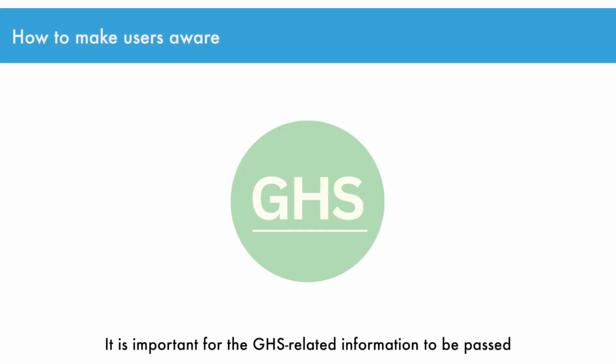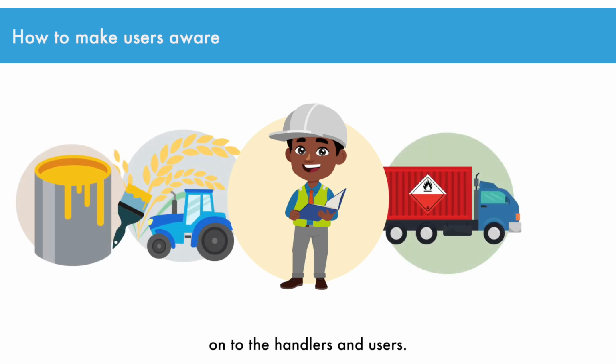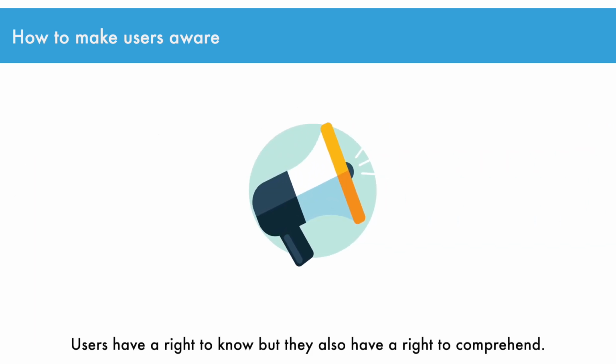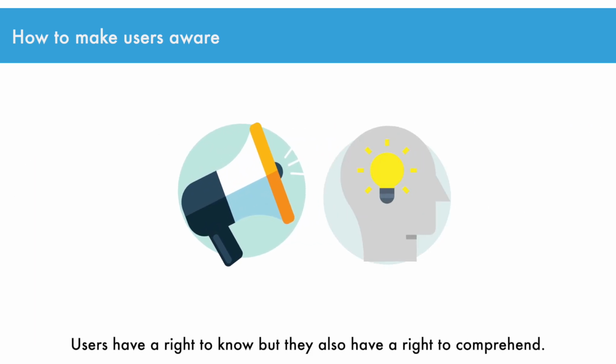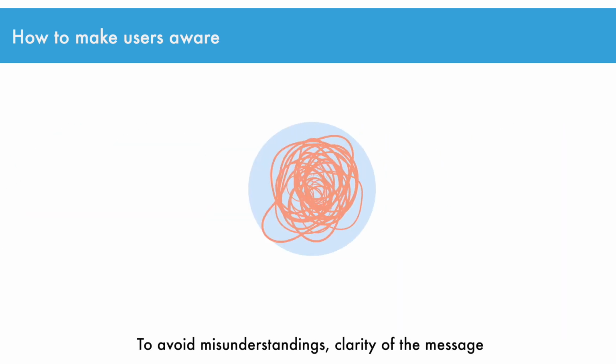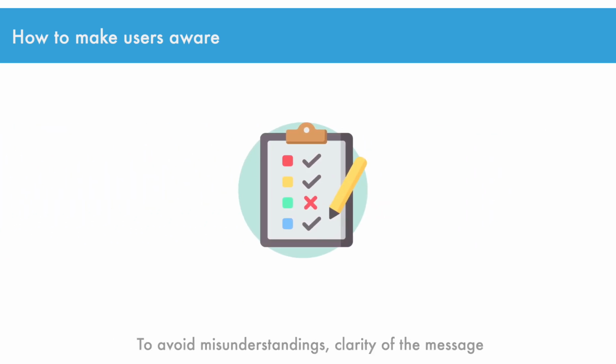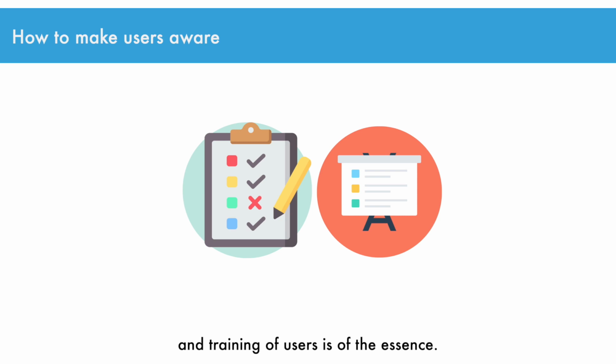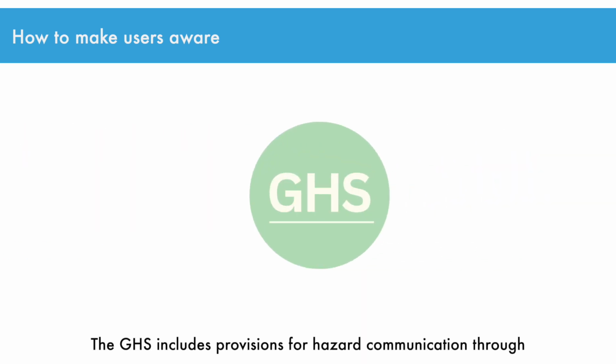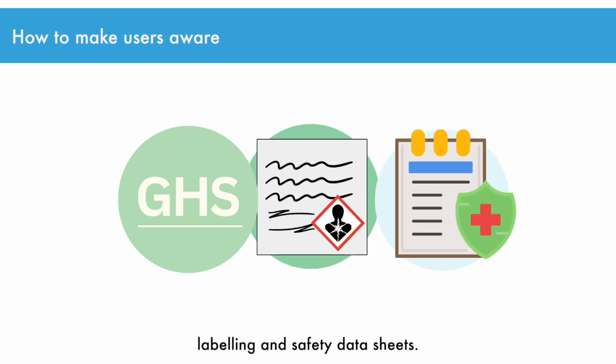It is important for the GHS-related information to be passed on to the handlers and users. Users have a right to know, but they also have a right to comprehend. To avoid misunderstandings, clarity of the message and training of users is of the essence. The GHS includes provisions for hazard communication through labeling and safety datasheets.